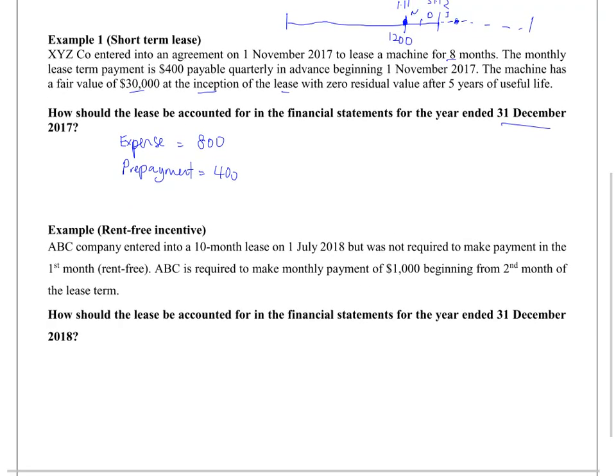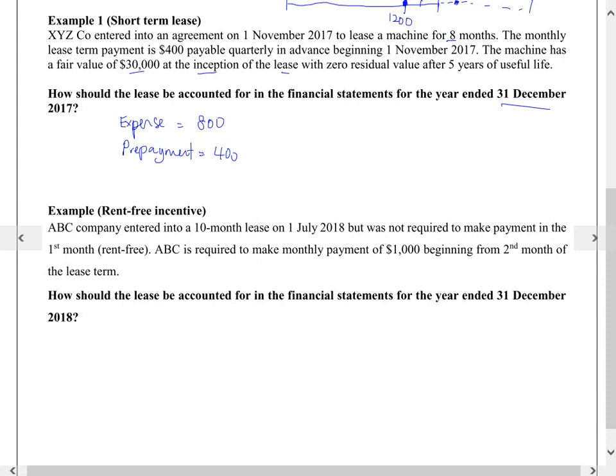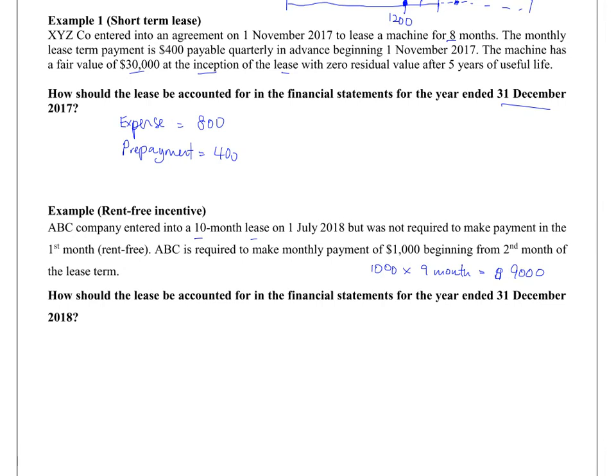Example, rent-free incentive. ABC entered into a 10-month lease. Again, it is less than 12 months, on the 1st of July, but was not required to make payment in the first month because they give you an incentive. You sign a contract for 10 months, first month free. ABC is required to make a monthly payment of 1,000 beginning in the second month. So I just have to pay 1,000 for 9 months, correct? So I have to pay 9,000, and this is for how long? 10 months.